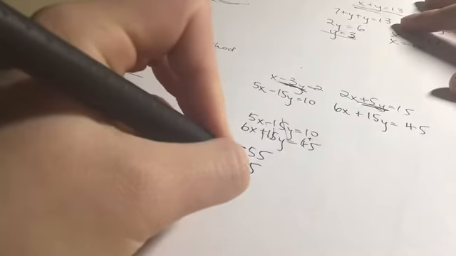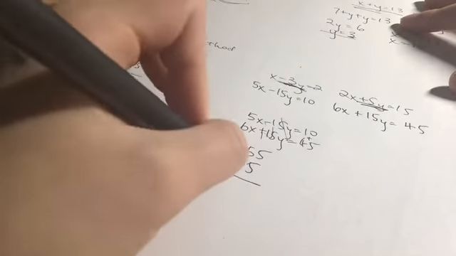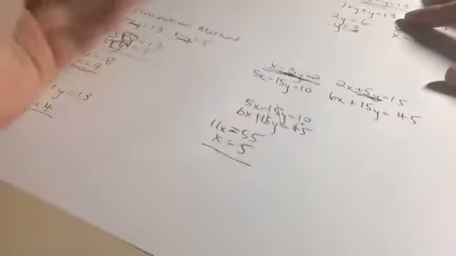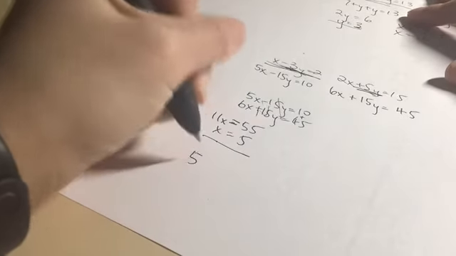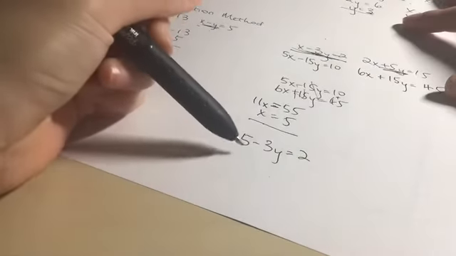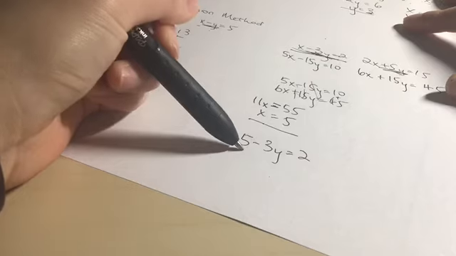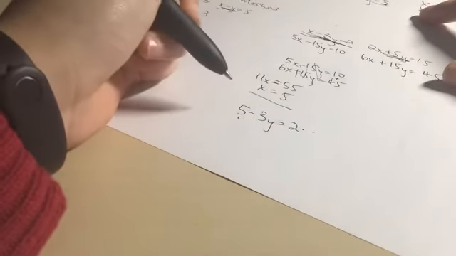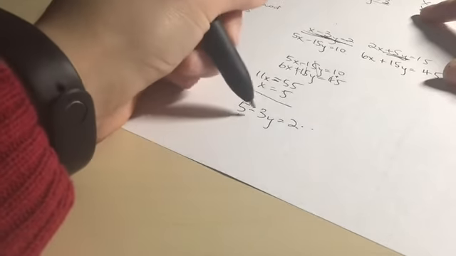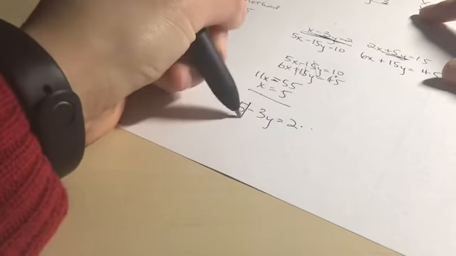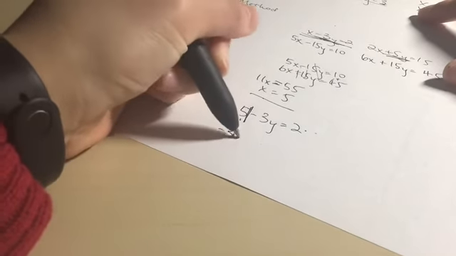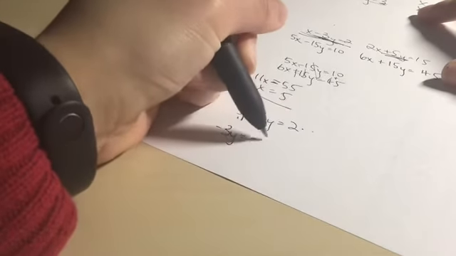Now we know what x equals, and we have to figure out what y equals. I'm just going to insert it into this equation. So 5 minus 3y equals 2. Then we move 5 to this side. So it'll be 2 minus 5 equals negative 3y, because this is a minus sign, it will stick with the 3y. So basically negative 3y equals negative 3.